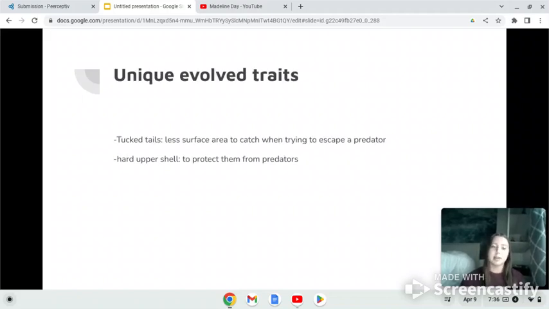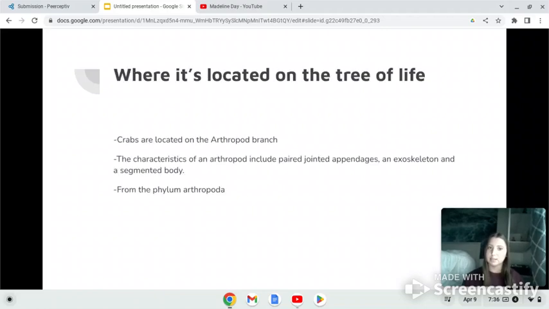Some unique evolved traits include tucked tails and then a hard upper shell. So both of these evolved just to protect them from their predators. Like the tail, the predator would grab it, and so it was just extra surface area for the predator to grab when they were chasing them. So pretty much the tucked tail, and then the hard upper shell just to protect them once again from predators, like a deterrent, I guess.